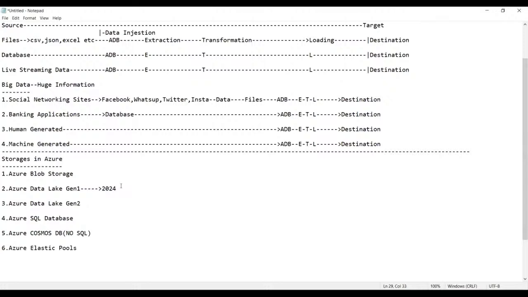Okay, guys, Azure Data Lake Gen 1 you cannot create. The rest of all you can create. Now, in Azure, you have 90 plus storages in total. Now, guys, I'll show you how the storages appear. I'm going to the portal, and I'm sharing the screen here.